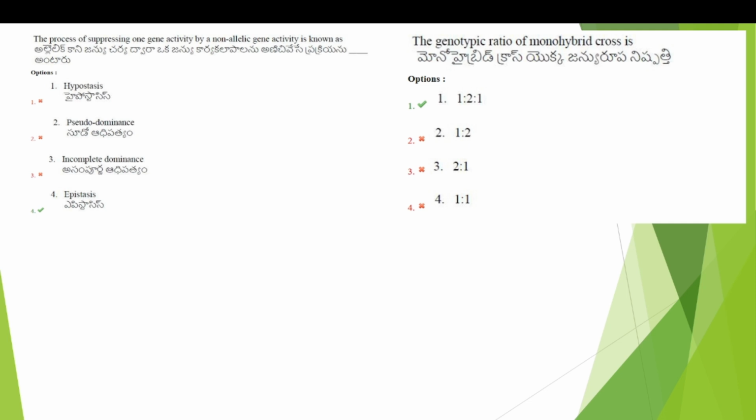Second option, 1 is to 2. There is no such type of ratio. And the third one, 2 is to 1, also has no such type of ratio. The last one is 1 is to 1. 1 is to 1 is the test cross ratio.